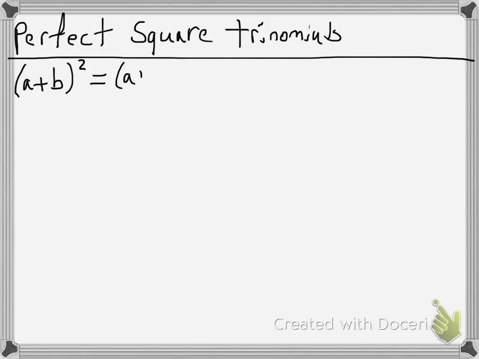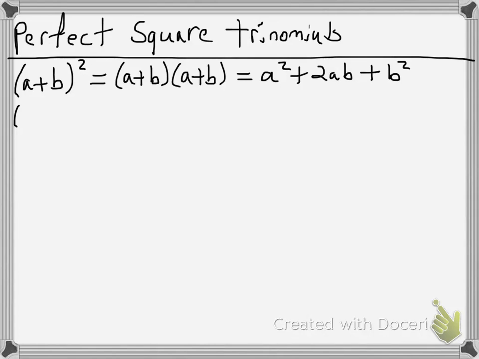We have the positive version, which is a plus b quantity squared. And you got to be real careful here. A plus b quantity squared means a plus b times a plus b. It doesn't mean a squared plus b squared. Doesn't work. Remember, we just said we don't have a sum of squares formula.